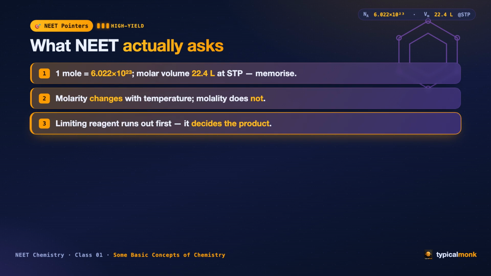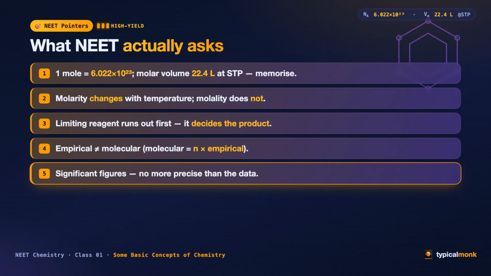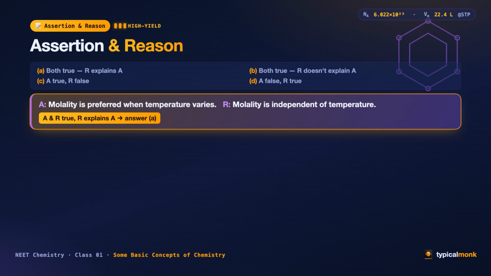3. The limiting reagent is the reactant that runs out first, and it alone decides how much product forms. The excess reactant simply waits. 4. The empirical formula is not the molecular formula. Molecular equals n times empirical. Remember glucose, where n was 6. 5. Significant figures. Your final answer can never be more precise than your least precise piece of data. Precision is honesty in numbers. Let us drill the NEET way.